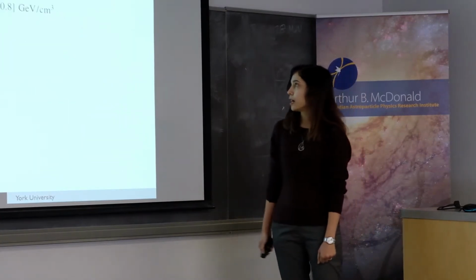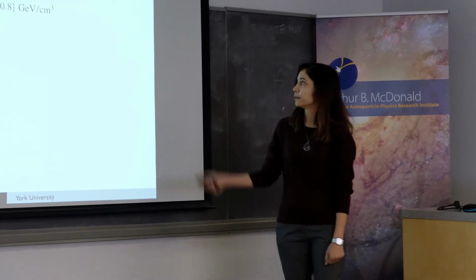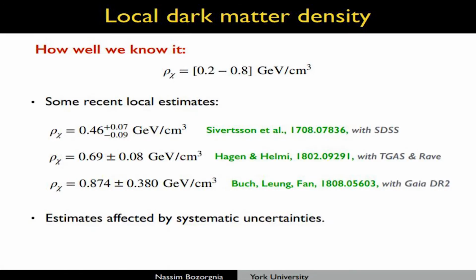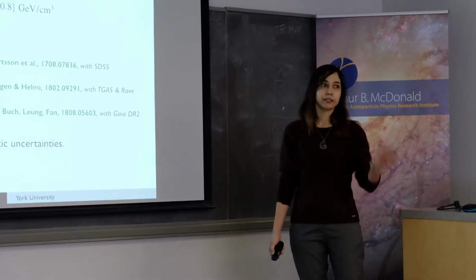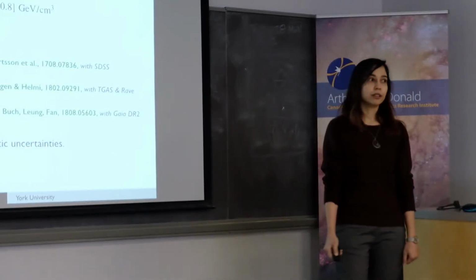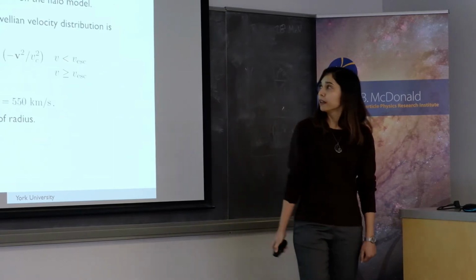And over the years, we know that we have more data on this, but we know that it falls between maybe 0.2 to 0.8 GeV per centimeter cube, and there are uncertainties in these. There are some more recent local estimates, some of them with Gaia, but all of these are quite affected by systematic uncertainties as well. So again, as I mentioned, for direct detection, this is just a number which goes into the limits. And so we know at least that things shift up and down in the cross-section and mass plane.